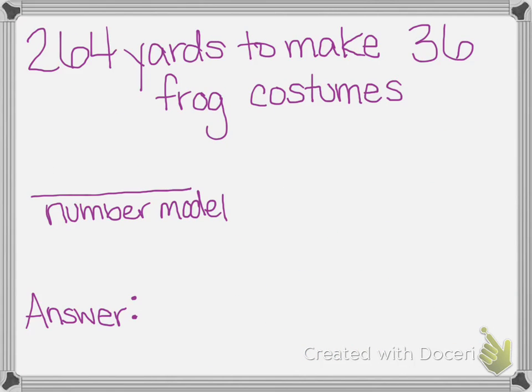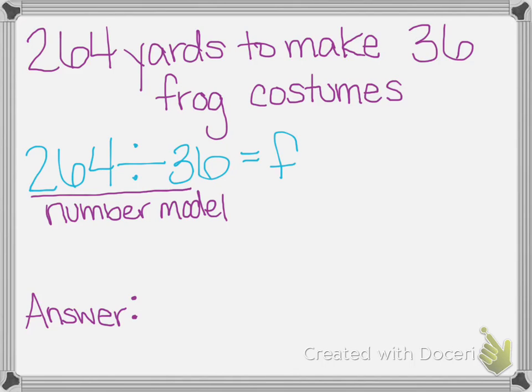Number 3 says a costume designer is using exactly 264 yards of green fabric to make 36 frog costumes. If each costume requires the same amount of fabric, how many yards will be used for each one? So we have 264 divided into 36 costumes. So there is our number model. That equals, we'll say, F for frog.